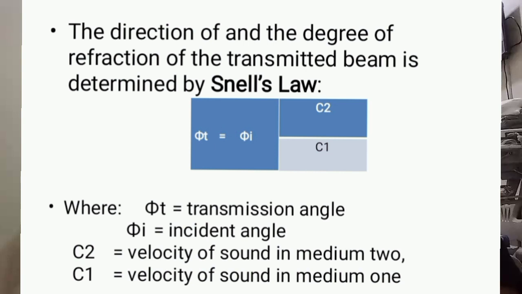The direction of the refracted beam depends on the velocity of sound in the second medium relative to the first medium. If the second medium has a higher velocity, the beam is always refracted away from the normal incidence. The transmission angle will be greater than the incident angle. Conversely, if the second medium has a slower velocity, the beam is always refracted towards the normal incidence. The transmission angle will be less than the incident angle. Refraction does not occur at perpendicular or normal incidence.